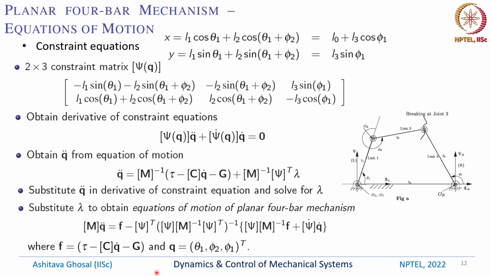Okay, so hence we obtain the equations of motion for this 4-bar mechanism in this form, which is M q double dot equals f minus psi transpose into a matrix which is (psi M inverse psi transpose) inverse, and then psi M inverse f is given by this expression, plus psi dot q dot.